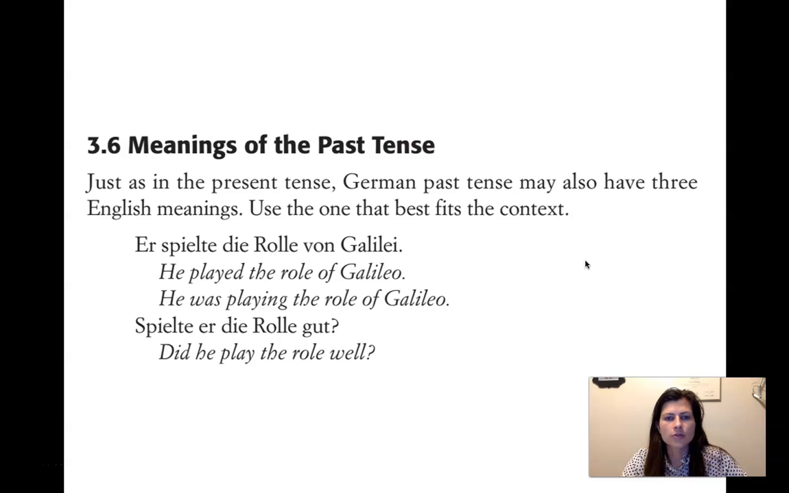So you can have different ways to translate the simple past depending on the context, just as we have been doing in the present tense. So, spielte die Rolle von Galilei. He played the role. Spielte, he played. So he played or was playing are both fine, depending on all the other sentences around it. One can sound better than the other. Spielte die Rolle gut? Did he play? Of course, in a question we do did, and then the other verb. So either played or was playing.